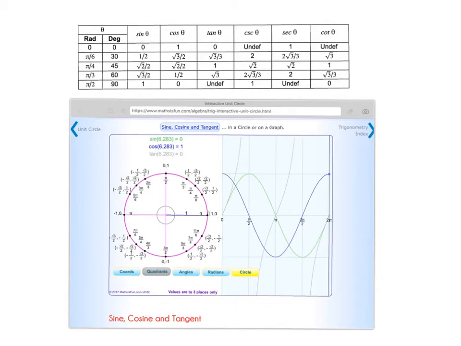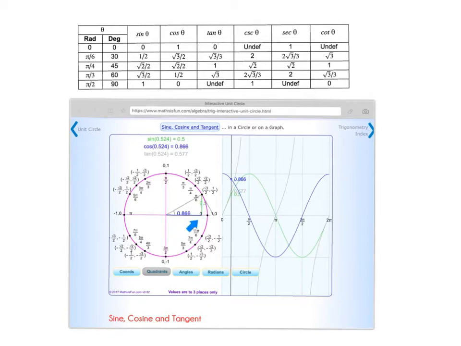So let's have a look at how we might use it. Okay, here I've set up the angle pi over 6. So if I've got a unit circle of pi over 6, that means the radius is 1. It creates a nice right angle triangle within the circle. The hypotenuse is 1. Opposite is 0.5 and adjacent is 0.866.